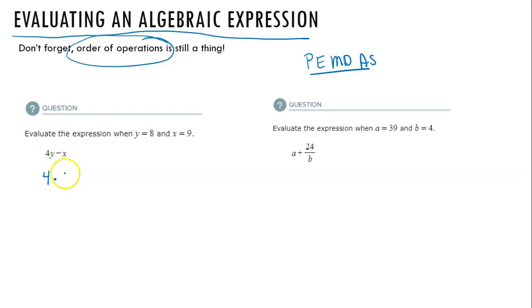I don't want to make that 48. I want to make it 4 times 8 minus 9. 4 times 8 is 32. 32 minus 9 becomes 23. So you should get 23 for that one.